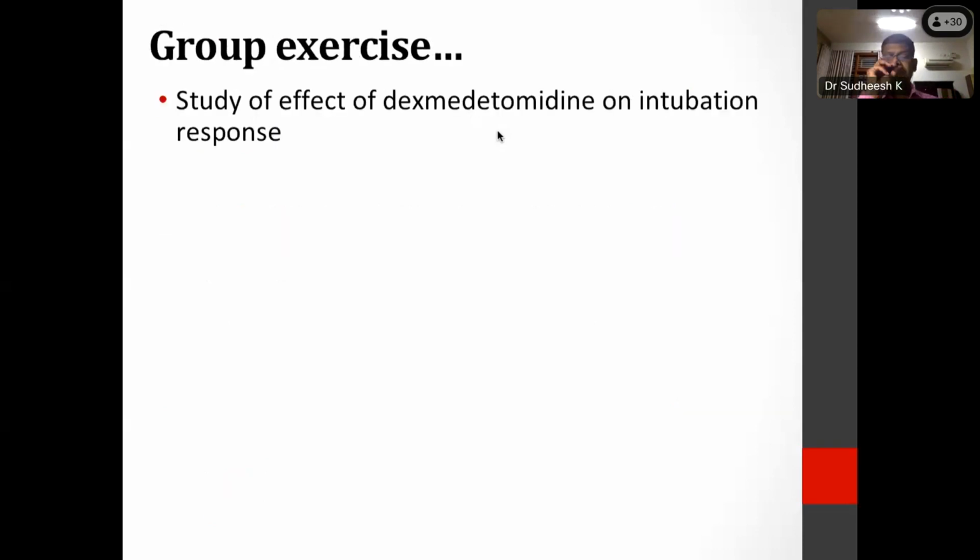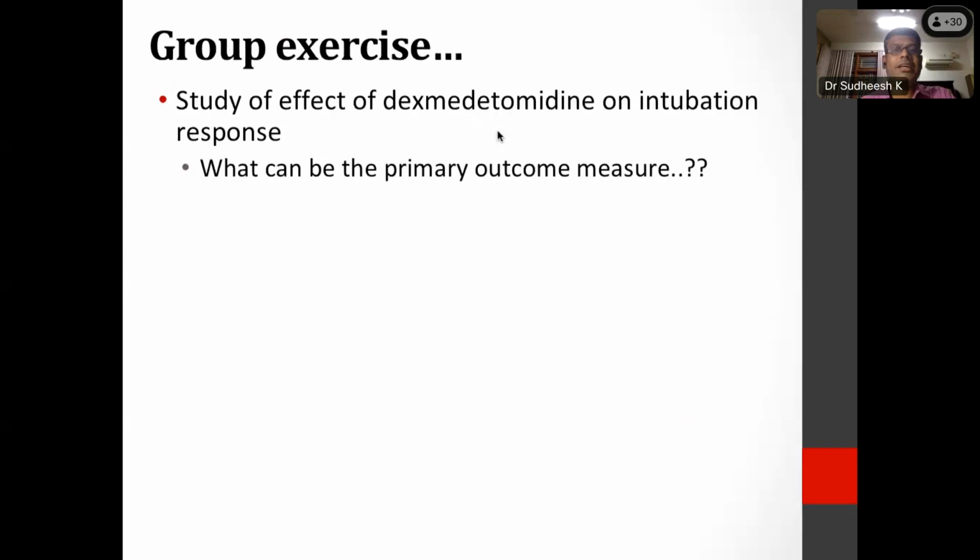So just one group exercise to break the monotony. Now I am doing a study of the effect of dexmedetomidine on intubation response. What can be a primary outcome measure? What all can we think of as a primary outcome measure? You can mute and answer.